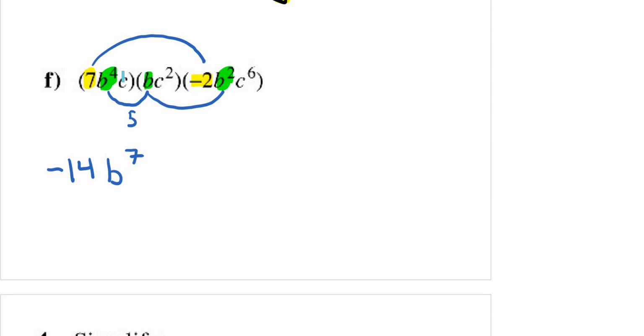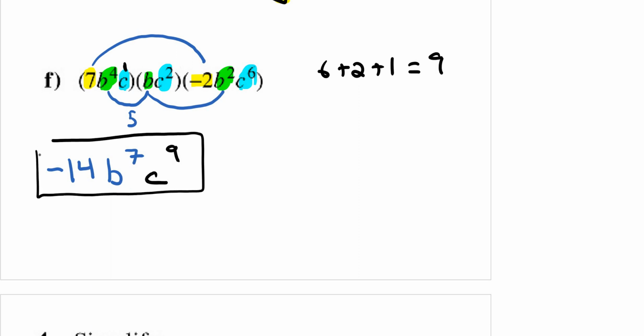All right, and then we have our c's, right? So c squared, and c to the 6. So we're just adding 6 plus 2 plus the 1. There's an invisible 1 there. So that's going to be c to the power of 8, 9, I believe, right? So c to the power 9. Okay, so once again, if you're multiplying with variables and the bases are the same, you just add the powers.